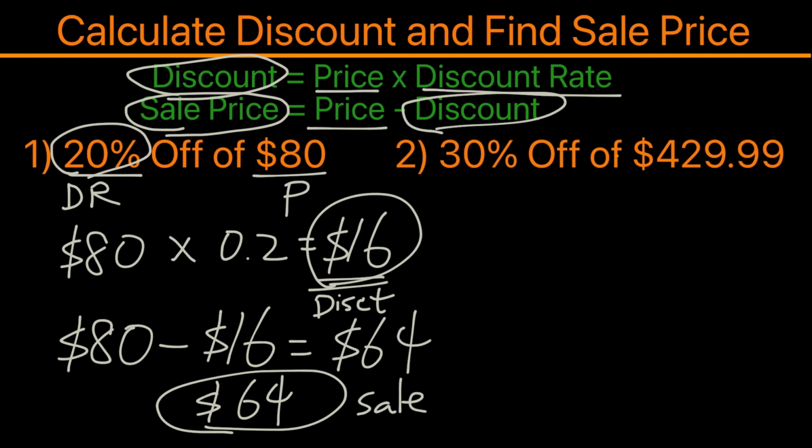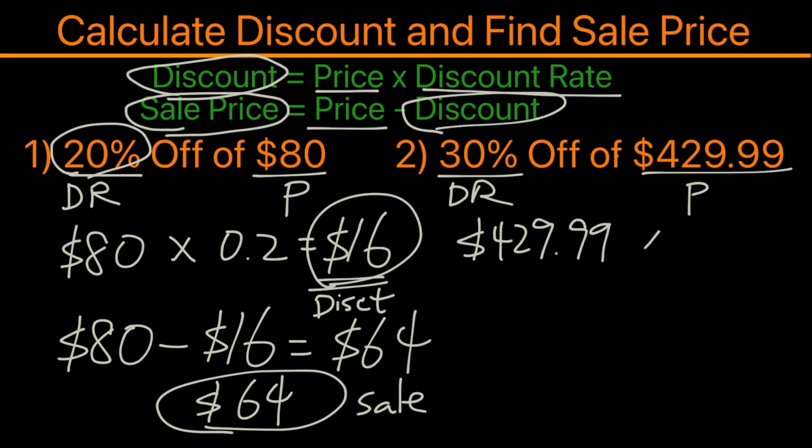Now for the second example, we will be basically doing the same thing where we have 30% as the discount rate, and then we have the price as $429.99. So first step, we're taking the price of $429.99 multiplied by the discount rate of 30%. And 30% in decimal is 0.3.